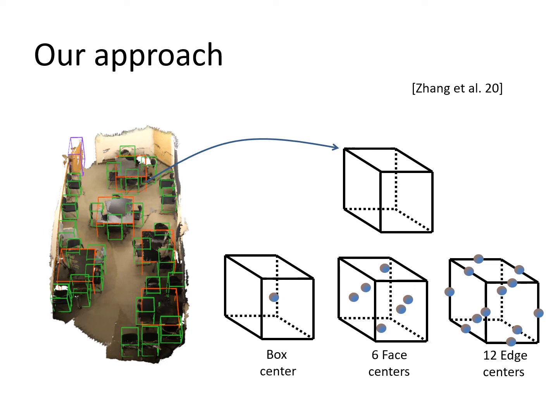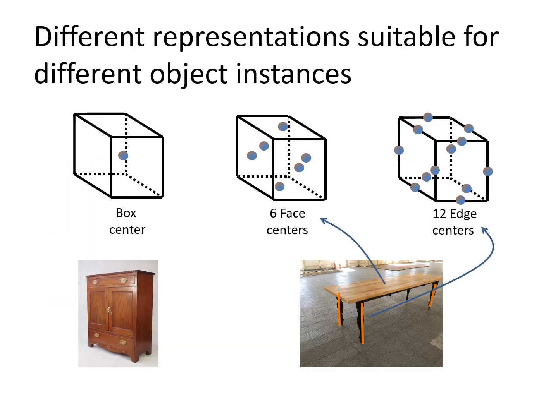Okay. So besides providing a complete set of constraints, these representations or geometric primitives are also beneficial to each other in terms of learning feature patterns. For example, the box center is mostly suitable for solid objects. In contrast, face centers and edge centers are suitable for objects with distinctive faces and edge features, like a table shown here.